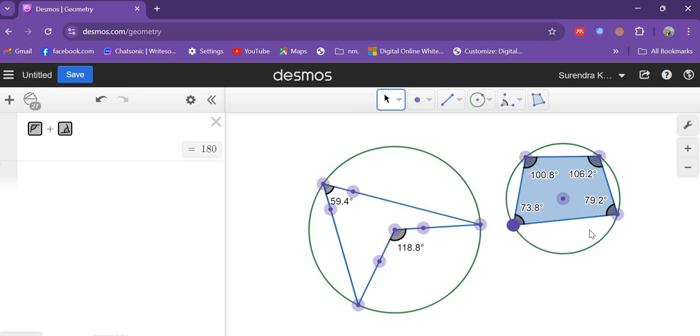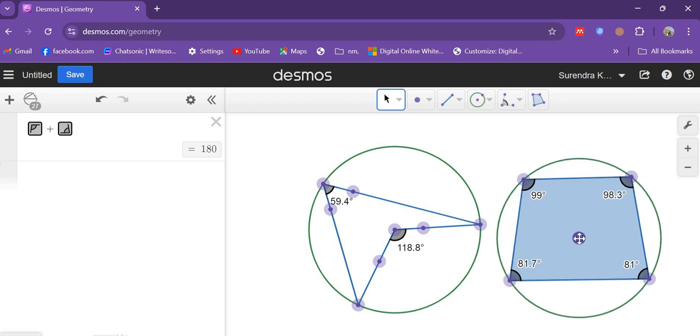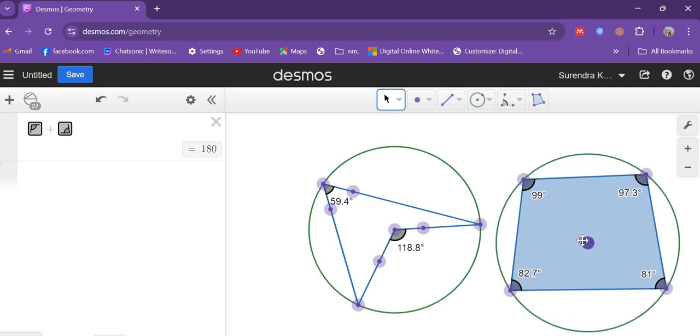When changing the shape and size of the quadrilateral and the circle, there is no change. The relation between opposite angles of a cyclic quadrilateral is 180 degrees.